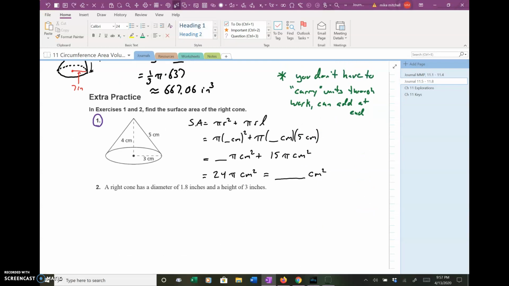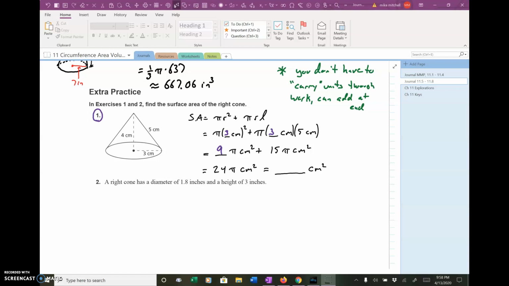Okay, so radius, that's going to be 3 squared, plus I got 3 for the radius. The slant height is 5. That is the diagonal height here too. That's not the vertical height, that's the slant height on the slanted side of that. That's going to give us 9 pi centimeters squared. 3 squared is 9, centimeters squared is centimeters squared. 3 times 5 for 15 pi. 9 and 15 pi equal 24 pi.